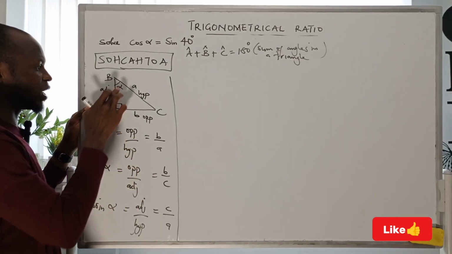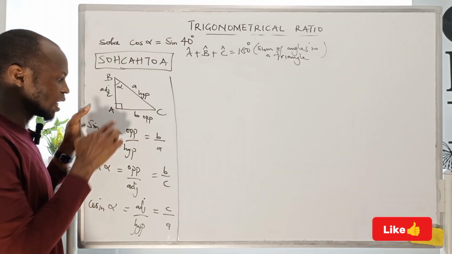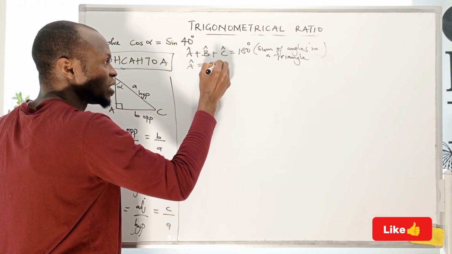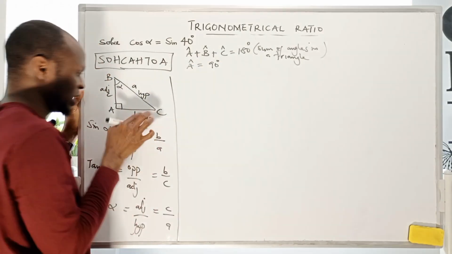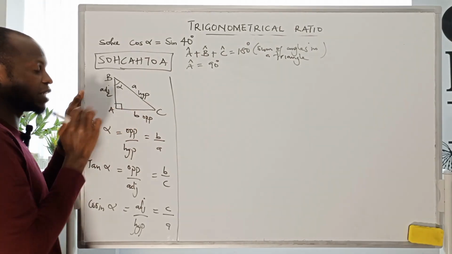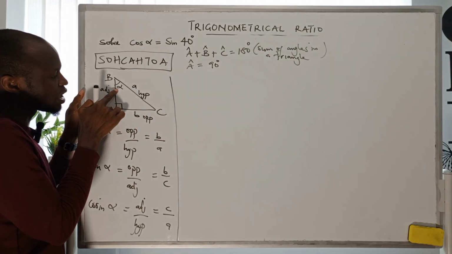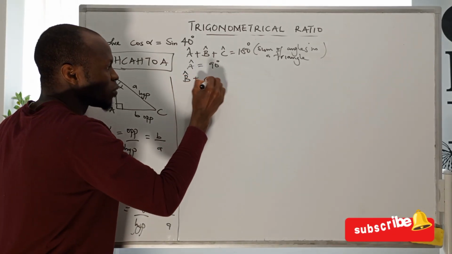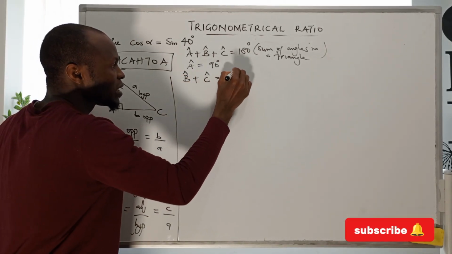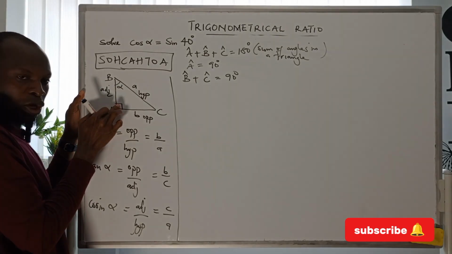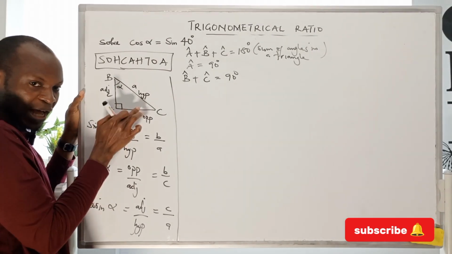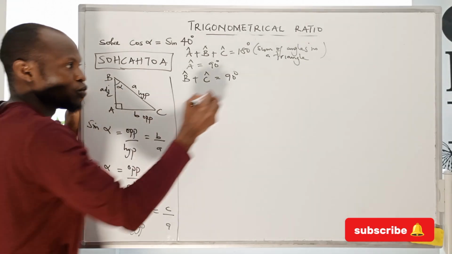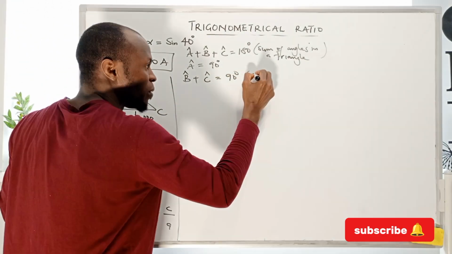Now, our angle A is 90 degrees because this triangle is a right angle triangle. So this A is 90 degrees. Automatically, my angle B plus my angle C is equal to 90 degrees, because this one alone is 90 degrees and the three add up to 180 degrees. That shows that if I have these two together, they will be equal to 90 degrees. And this theorem says these are complementary angles.